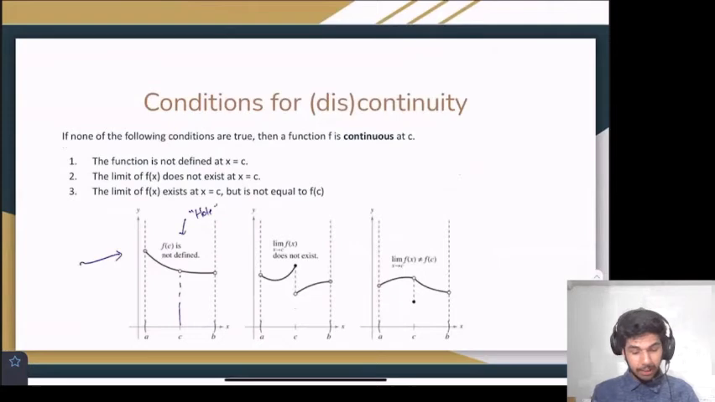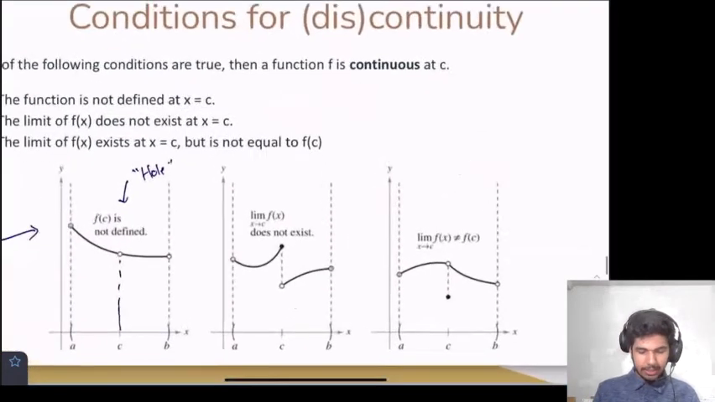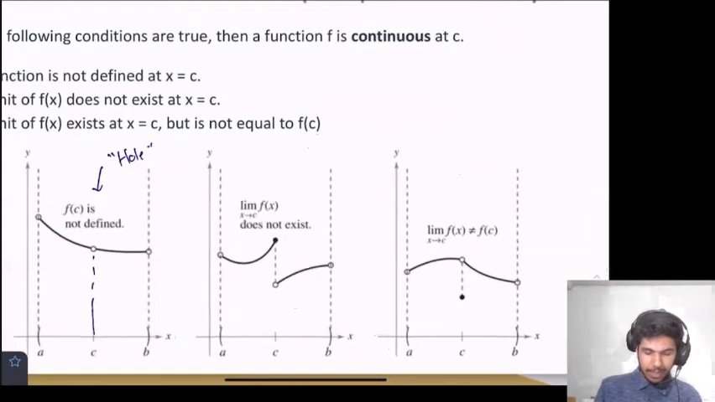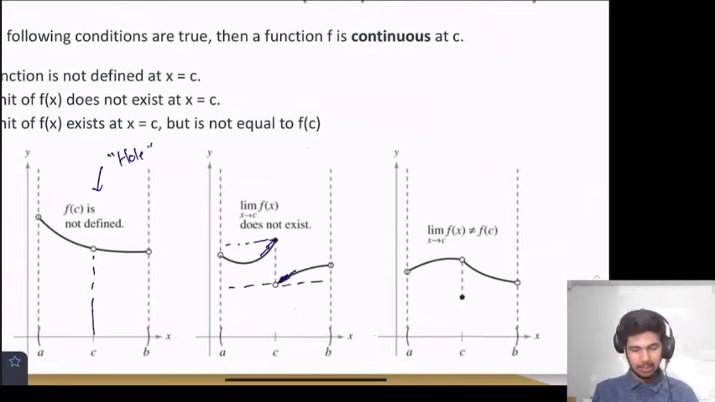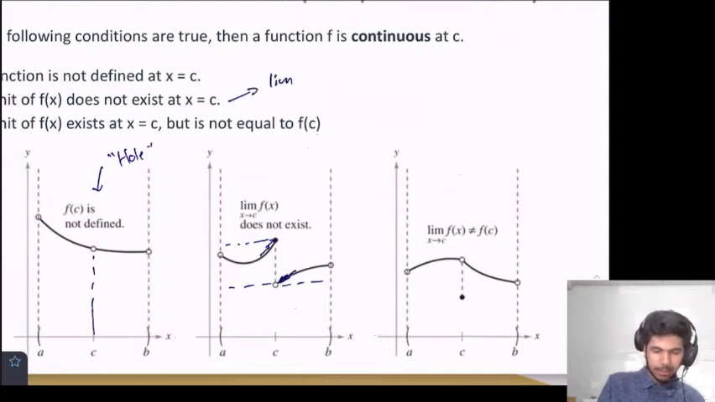In this case, there's a hole, so we call this a hole. 2, the limit of f of x does not exist at x equals c, and that's seen in the second picture here, right? If we approach c from the left, we're getting to some value around here, but if we approach c from the right, we're getting to a completely different value, so the limit doesn't exist, because the limit from the right does not equal the limit from the left.